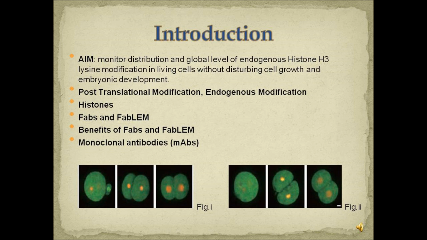H3K27 trimethylation specific Fabs were used on mouse embryos for this study. In order to study the nuclear patterns, Fablems were used. It is a tool used to track histone modifications, which is compatible with simultaneous monitoring of more than one modification.